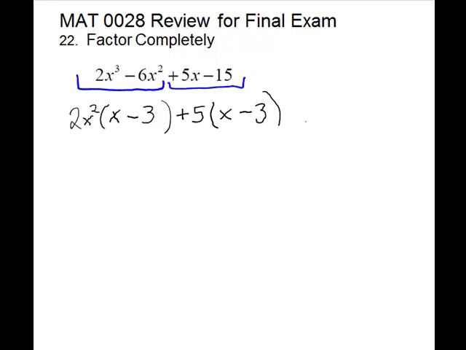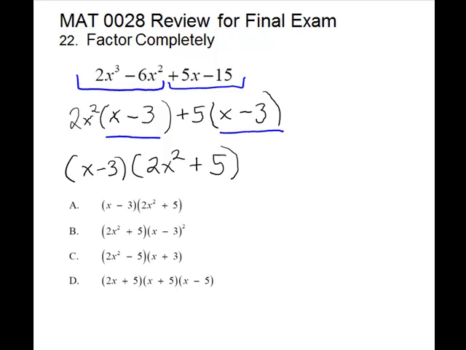Now we look at the whole thing, and what we hoped for is that we get a common binomial, which we did get. Now, this is actually the GCF for the entire problem. So we can take it out, x minus 3, and to get back just to the previous line, we are missing, for the first term, the 2x squared, and for the second term, we have the x minus 3, we're missing the plus 5.